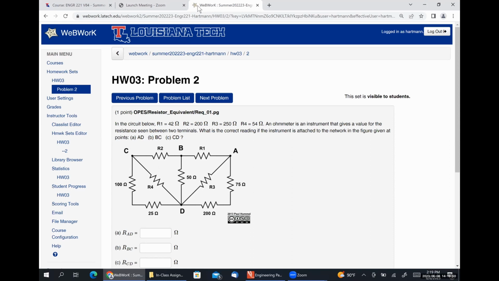So we have this resistor network here, which contains, if I'm not mistaken, 9 resistors connected in this ugly looking way. And we're asked to find the equivalent resistance between different sets of terminals, okay? So in part A, we're asked to find the resistance seen between terminals A and D. In part B, between terminals B and C. And finally, in part C, to determine the resistance between terminals C and D. So let me redraw this circuit really quickly.